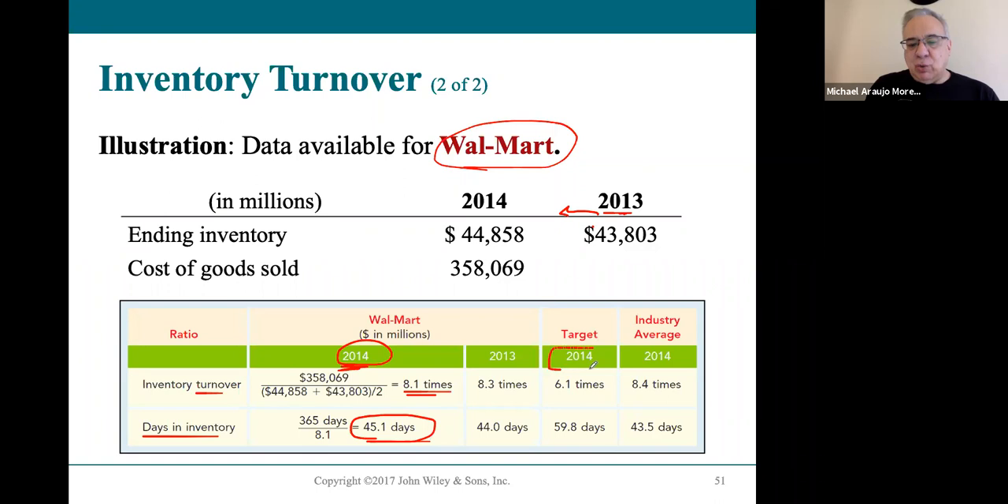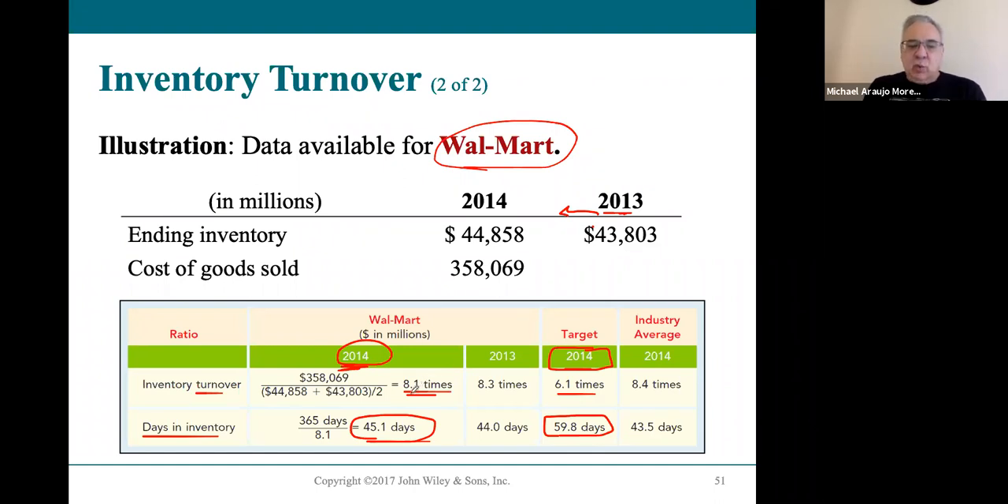Compare that to one of its main competitors, Target, for the same 2014 period, and their inventory turnover is 6.1 times a year. So roughly Target is selling out its store and restocking about 6 times every year. When you put that under 365, it's going to come out to roughly 59.8 days, if we can round, about 60 days. So they're selling out every 60 days. That's still a very, very good pace to go on.